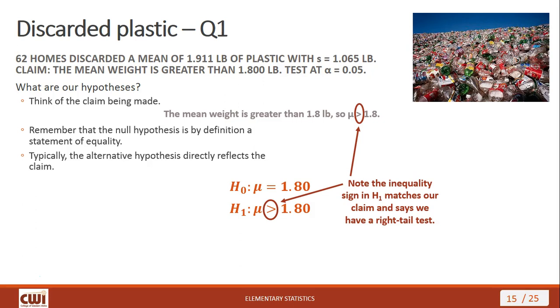Because the claim is directly reflected in the alternative hypothesis, we have a one-tailed test. And this one-tailed test is a right-tailed test because we're using the greater than inequality sign in our alternative hypothesis. It's like an arrowhead pointing in the direction of the critical region. So here, the greater than sign points to the right, so therefore we have a right-tailed test.